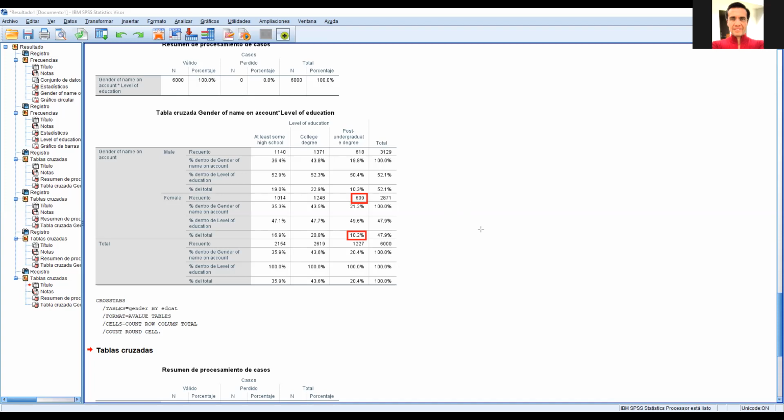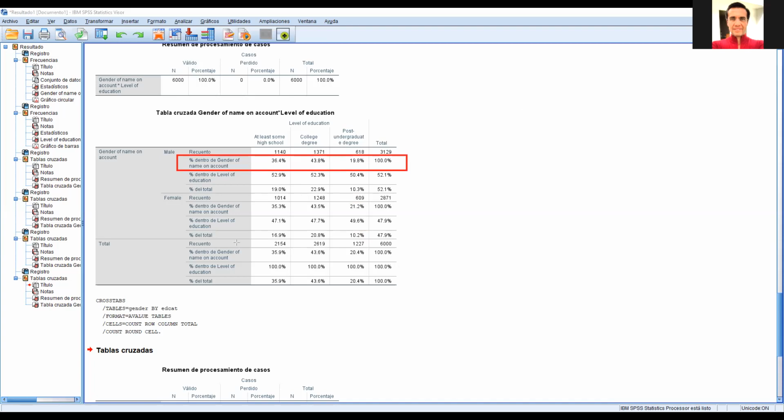How many interviews, how many surveys were applied? Here is a hint. 6,000. Exactly. So if there were 6,000 and we have 609, by common sense, we are talking about around 10%. Yes? Excellent. So now how can we read each one of these percentages? Let's go one by one. Let's start with the first row.